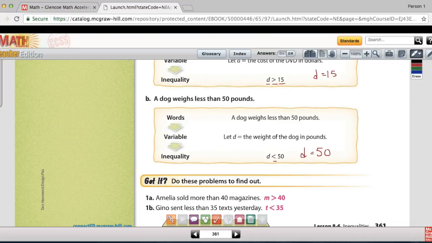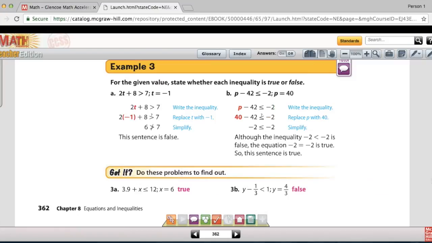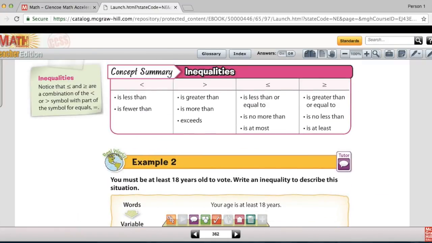Okay? So for example, 1A and B, Amelia sold more than 40, M is greater than 40. Gino sent less than 35 texts, T is less than 35. Pretty straightforward there. Let's take a look at page 362 at the top of the page.